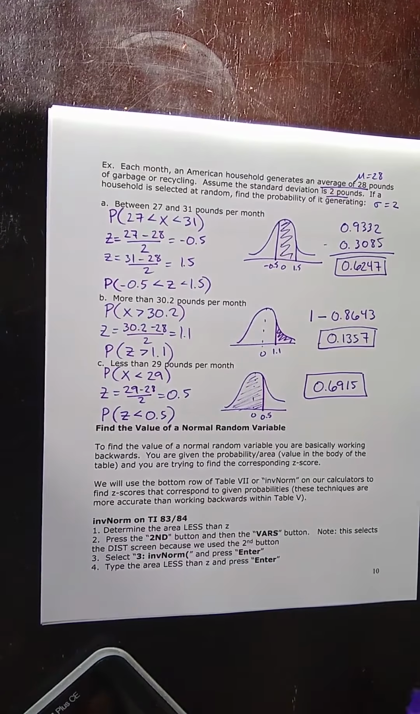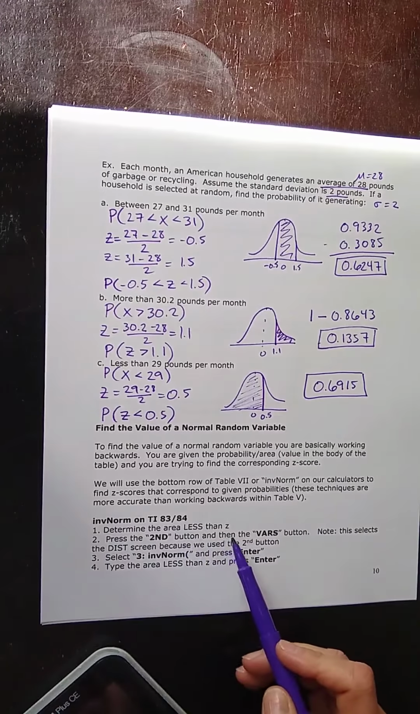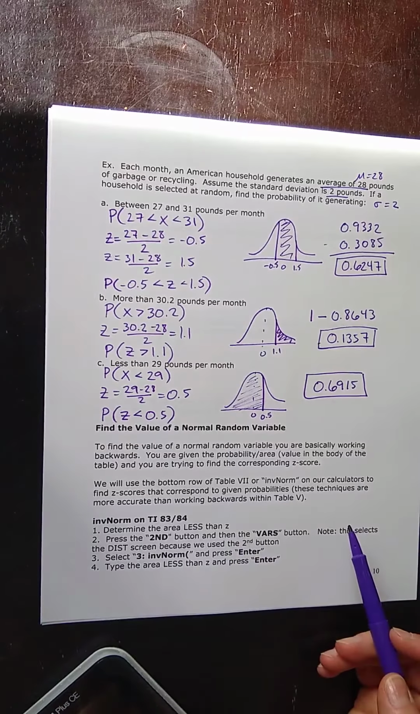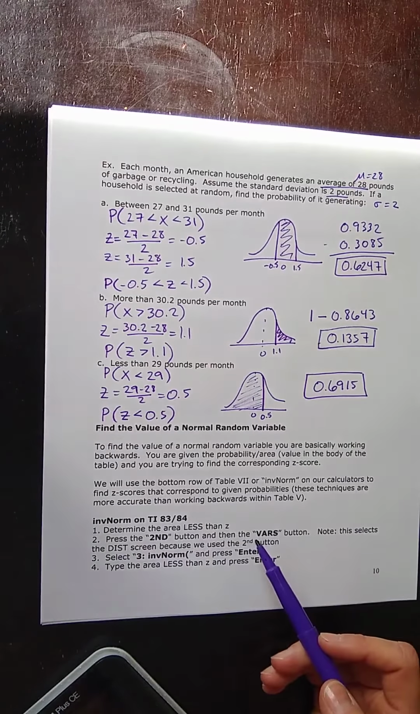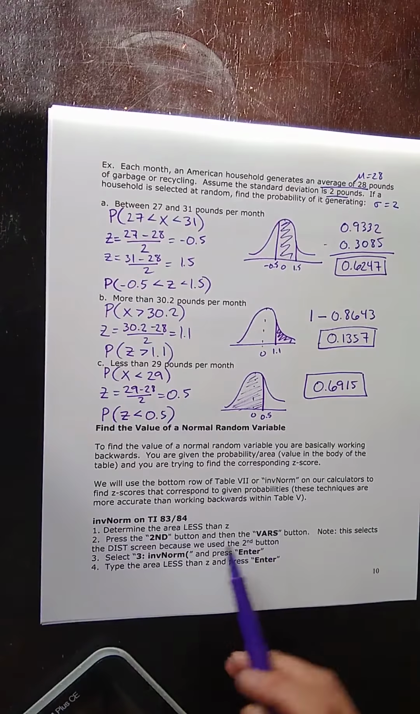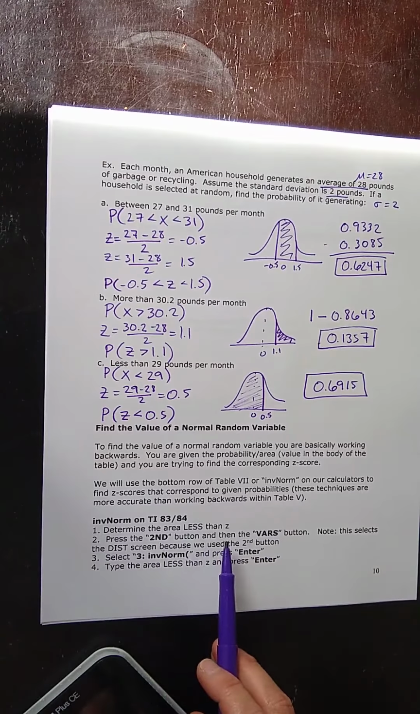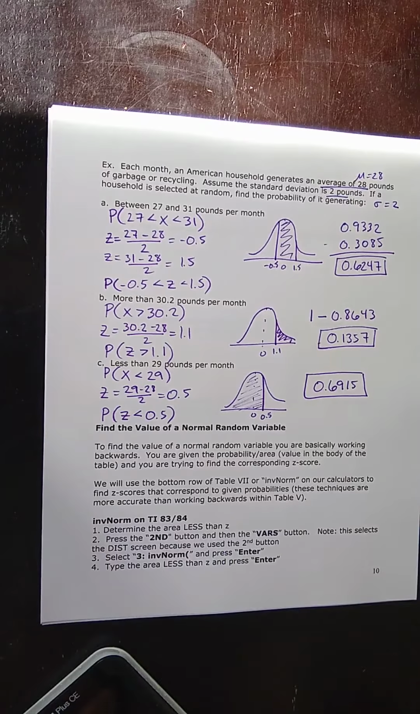So you need to figure out the area less than z. So they might have talked about the top 10%. Then the area less than z would be the bottom 90%. So you might have to do a little translation there, because your calculator and that table are both programmed and set up based on how much area is to the left of z.